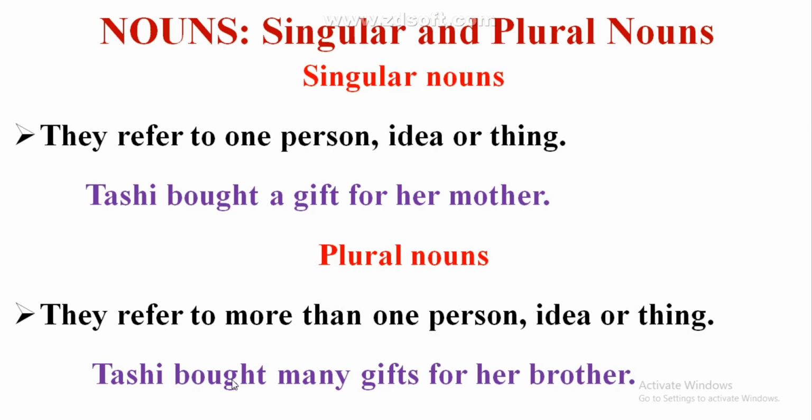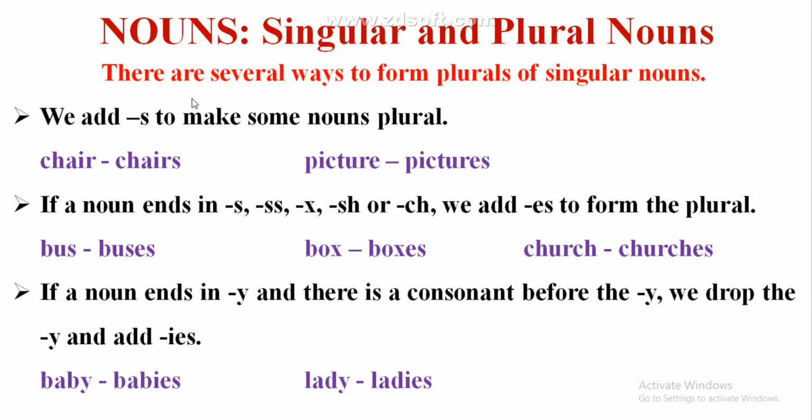Example, Tashi bought many gifts for her brother. The word gifts here refer to more than one thing. There are several ways to form plurals of singular nouns. We can add s to make some nouns plural.